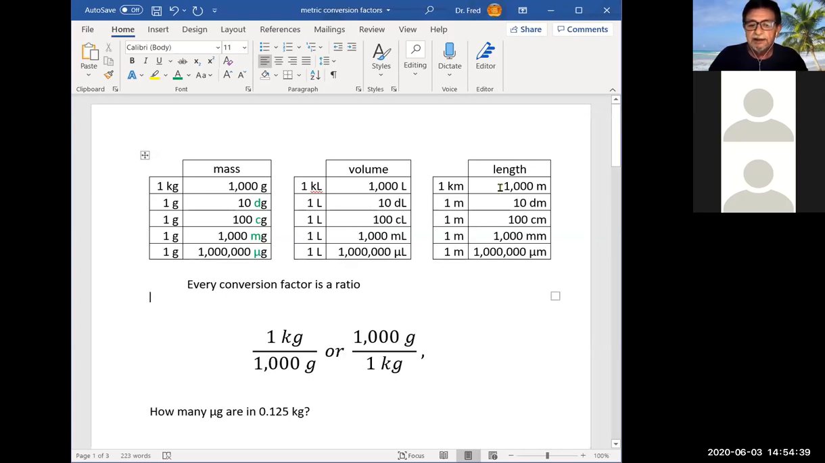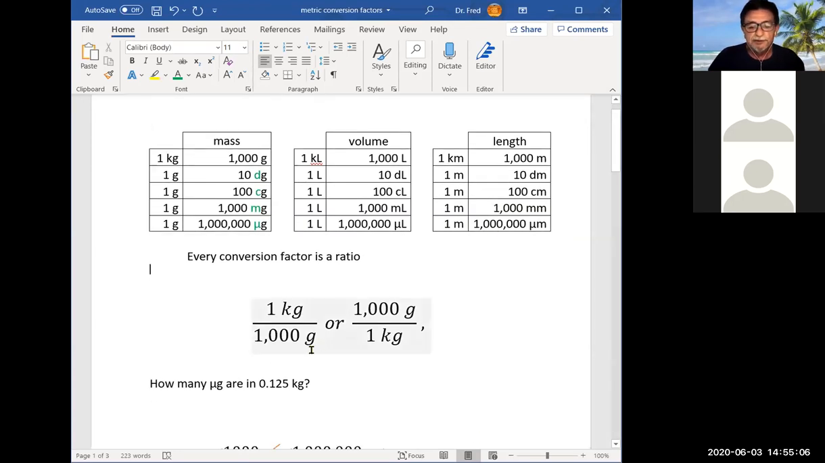When it comes to length, same scenario. In 1 kilometer there are 1,000 meters. And in 1 meter, there are 10 decimeters, 100 centimeters, 1,000 millimeters, and 1,000,000 micrometers, okay? Every one of these are conversion factors in their ratios. That means that we can set them up one of two ways. Like I've written here, I got kilograms in the numerator and grams in the denominator, or I can invert it, okay?